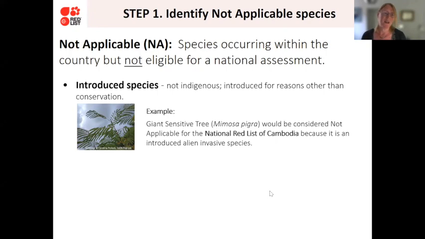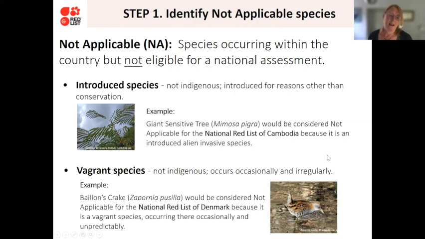So the example I've shown here, and please note this photograph is probably not the species that I'm showing in the example, it's just the only photograph I had of a mimosa. So the Mimosa pigra, you would not consider that as eligible for an assessment in the National Red List of Cambodia because it is an introduced alien invasive species. So it would be not applicable.